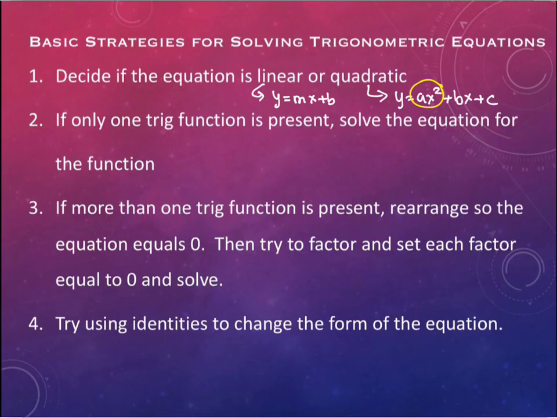If there's more than one trig function present, then you need to rearrange it so that everything is set equal to 0. So if you have a sine squared and a sine, or if you have a sine and a cosine, right? You want everything on one side and you want 0 on the other side. That's very different than what step 2 said, right? So it depends on which one we're working with. Then try to factor and set each factor equal to 0 and solve. And then step 4 says, try using identities to change the form of the equation, okay? So we will see that used frequently.